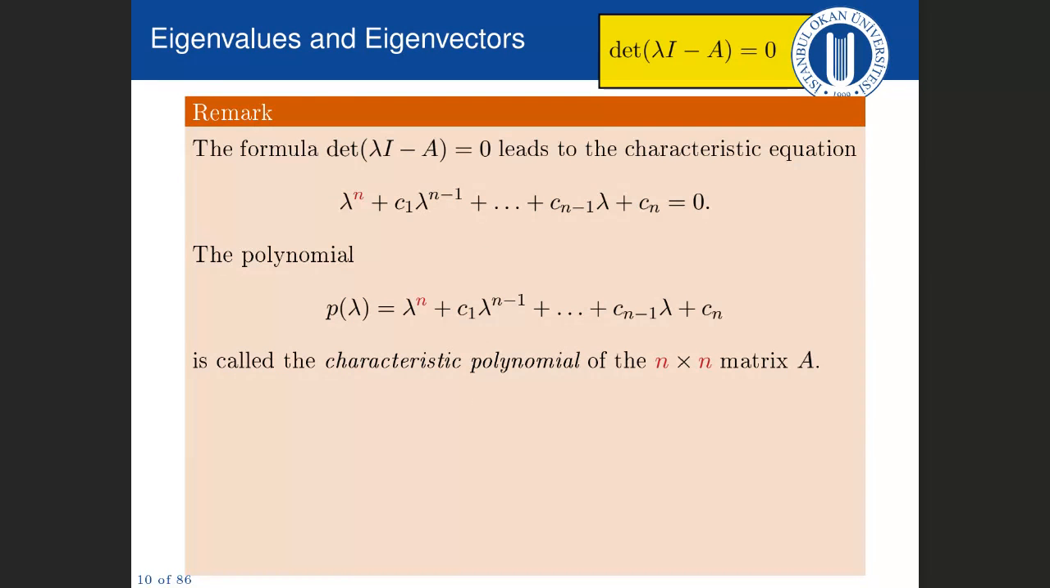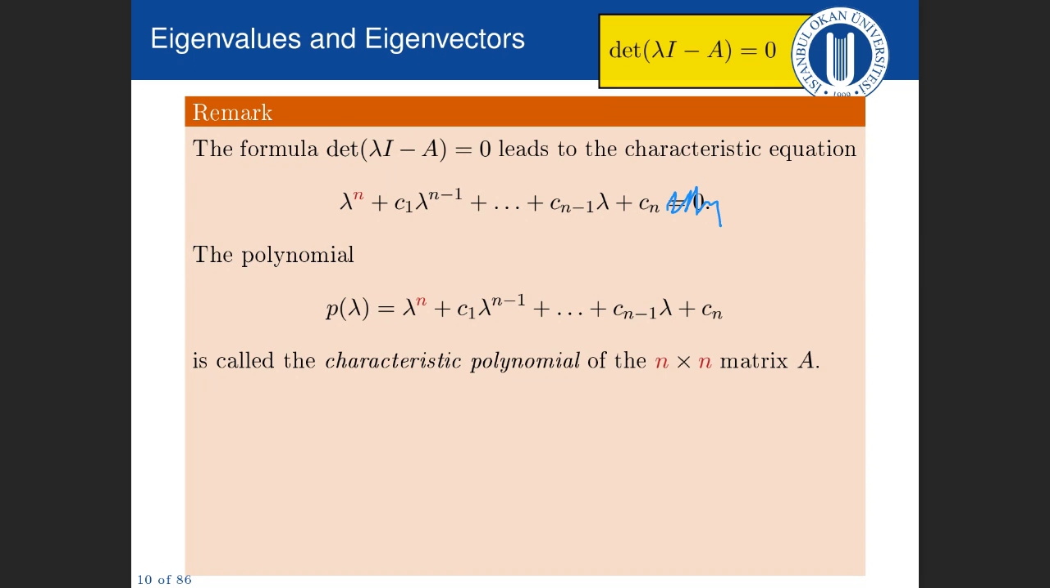Let me remark, the formula determinant of lambda I minus A equal to 0, the characteristic equation, leads to the characteristic equation lambda to the power n plus c1 lambda to the power n minus 1 plus dot dot dot plus c(n minus 1) lambda plus cn equal to 0. If we cross out the equal to 0 in the characteristic equation, we have a polynomial. And this polynomial is called the characteristic polynomial of the matrix A.